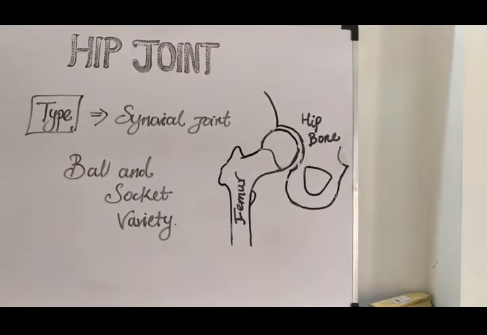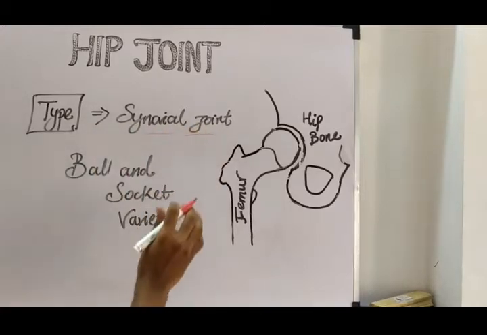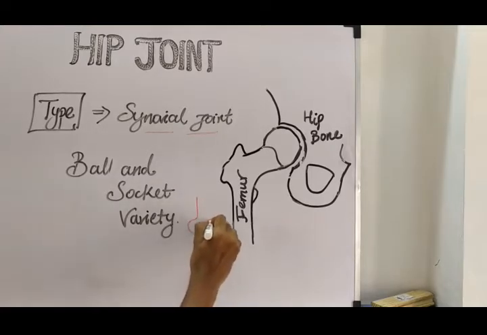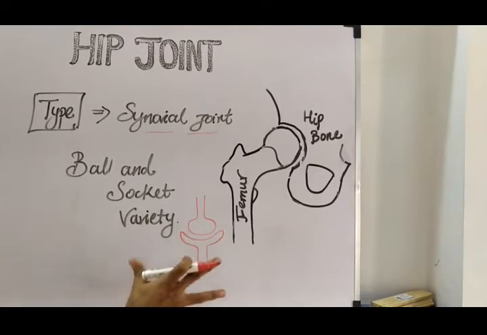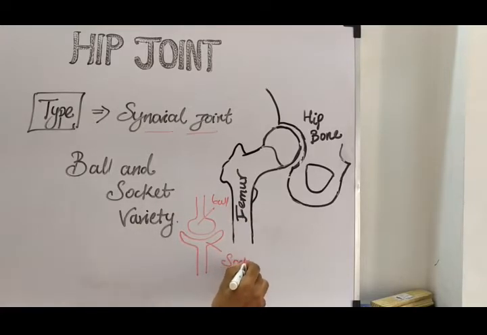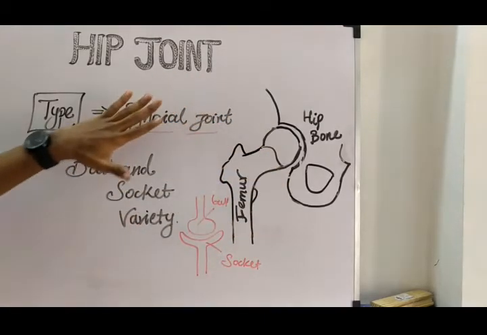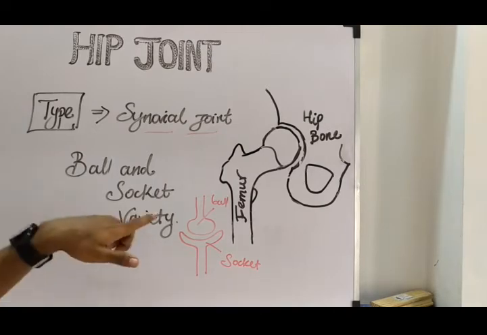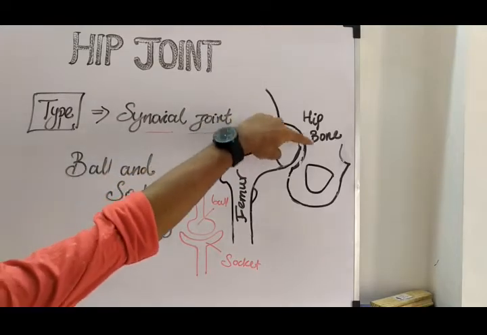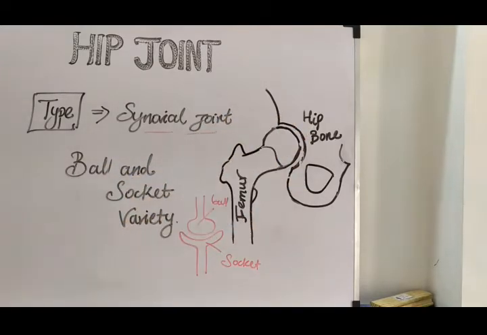So as I said in the beginning, the type of the hip joint is the synovial joint, a freely movable joint of the ball and socket variety. Here you can see this is the ball and socket variety, where one bone has the ball portion and this is the socket portion. The feature of this ball and socket variety is it allows movement in almost all directions, and here the head of the femur bone forms the ball portion and the hip bone forms the cup-like socket portion. So let's see even more detail.